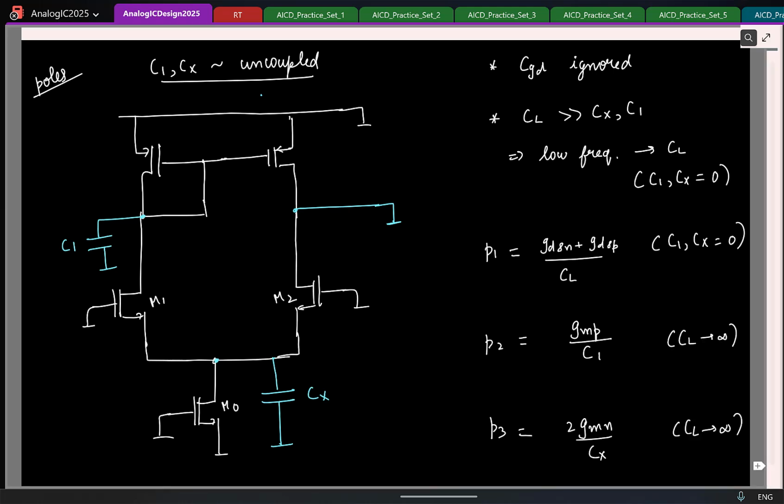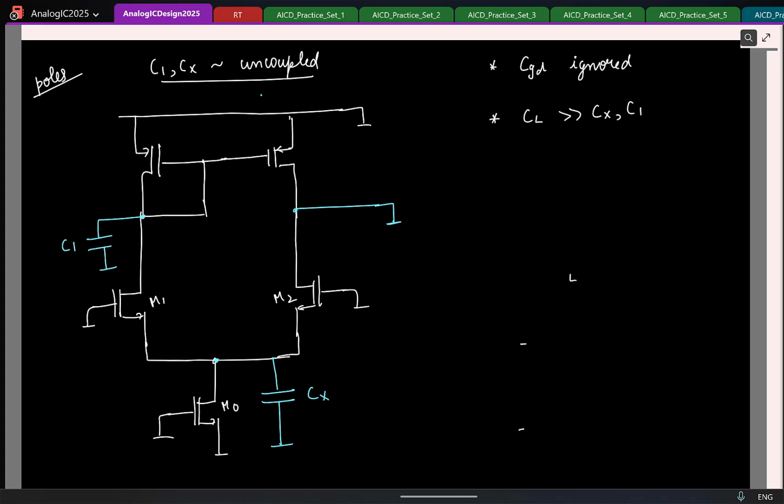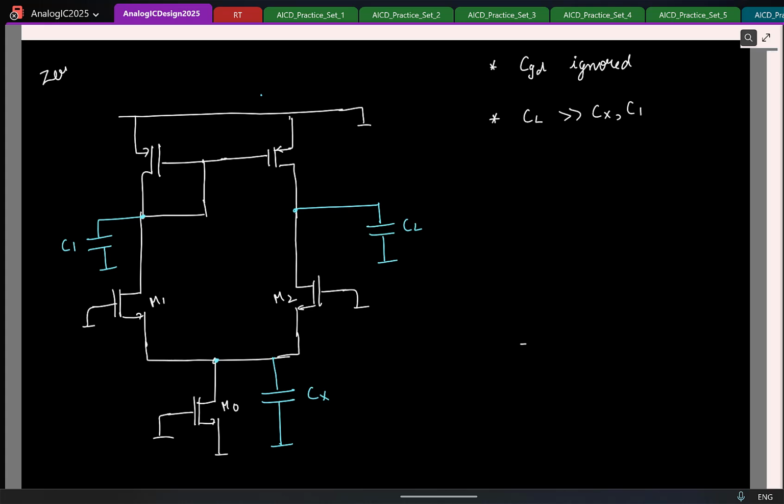So let me see. Let me solve this. I will also draw the load capacitor now. So I'm interested in finding the zeros in the circuit. If I ask you to find the zeros in the circuit, what should be the question you should ask me? Where is the input and where is the output? Very good. And let us say I tell you that these are the inputs V1, V2, and this is my output Vout.